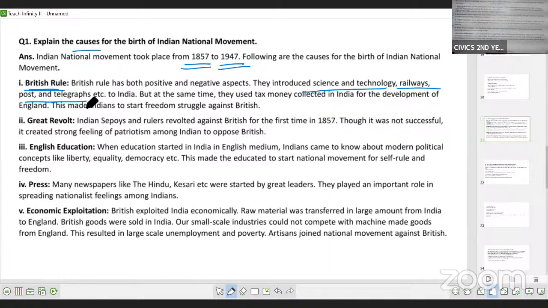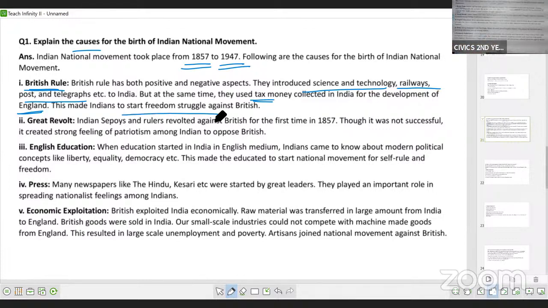In our country, the Britishers were developing the infrastructure in India. But at the same time, they were collecting huge taxes from Indians. That money collected in the form of tax was not used for the development of India. It was used for the development of England. There was a drain of wealth from India to England. So this made Indians start the freedom struggle against the Britishers.